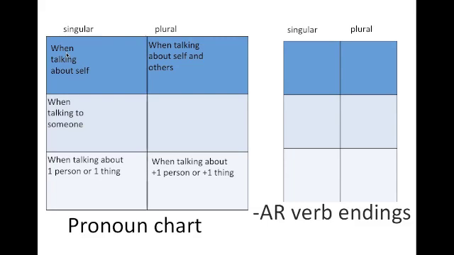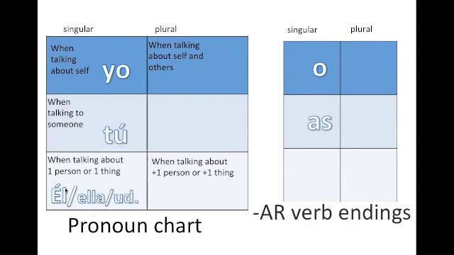All right, so let's look at this. When talking about yourself, what pronoun do you use? Yo. And the verb ending for that will be O. So anytime you use yo, the verb ending is going to be O. When talking to someone, you're going to use tú, and the verb ending for tú is as. When talking about one person or one thing, you're going to use él or ella. That's he or she. And usted is you formal. The verb ending for this square is a.